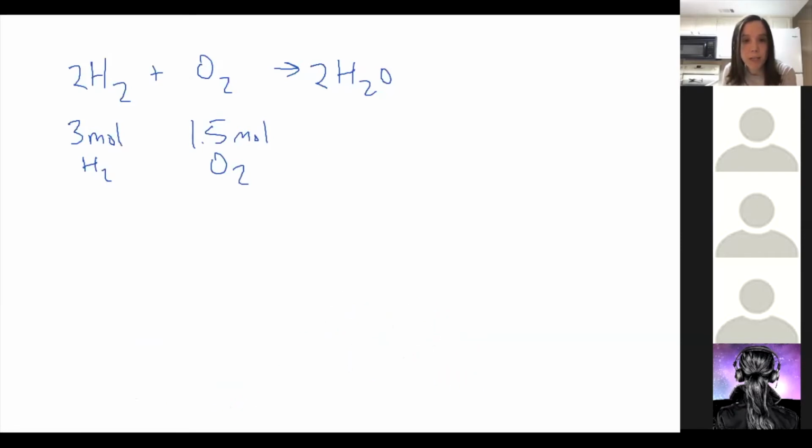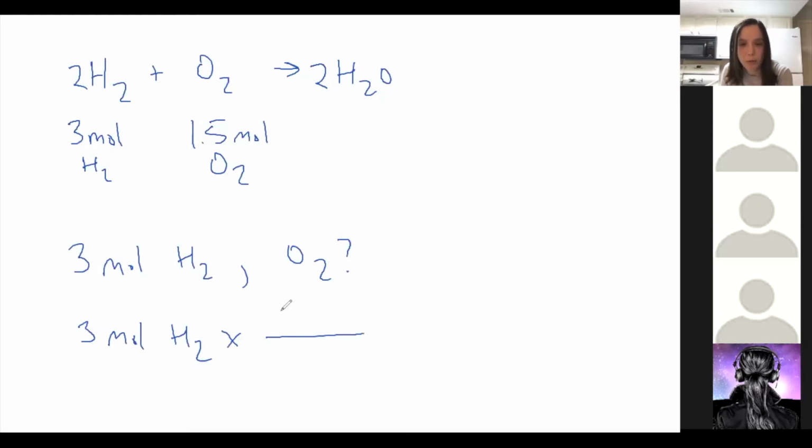So if we're asked in the problem, if we have 3 moles of H2, how much do we need of O2? And we weren't sure how to figure that out, we could use a ratio to do that. So we could take 3 moles of H2 and multiply it by the ratio, which we would need to cancel out the H2 and get O2.